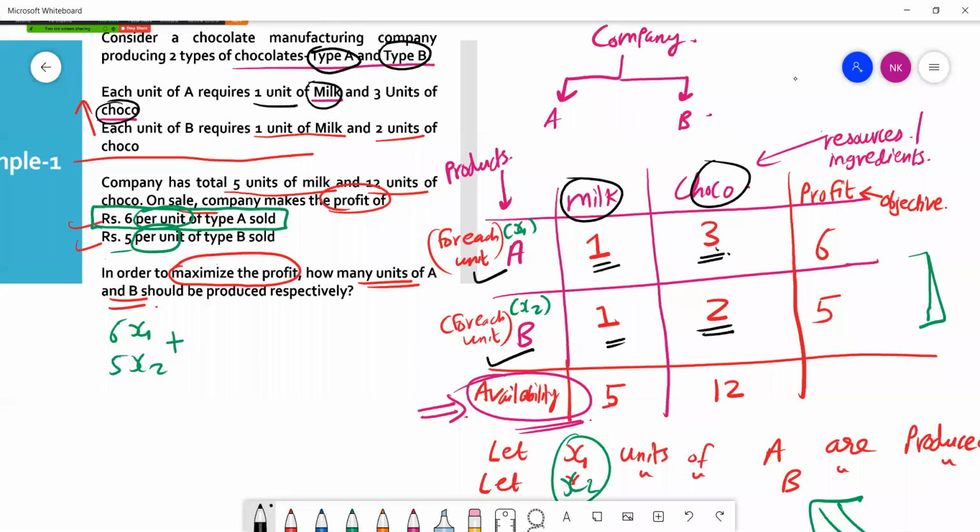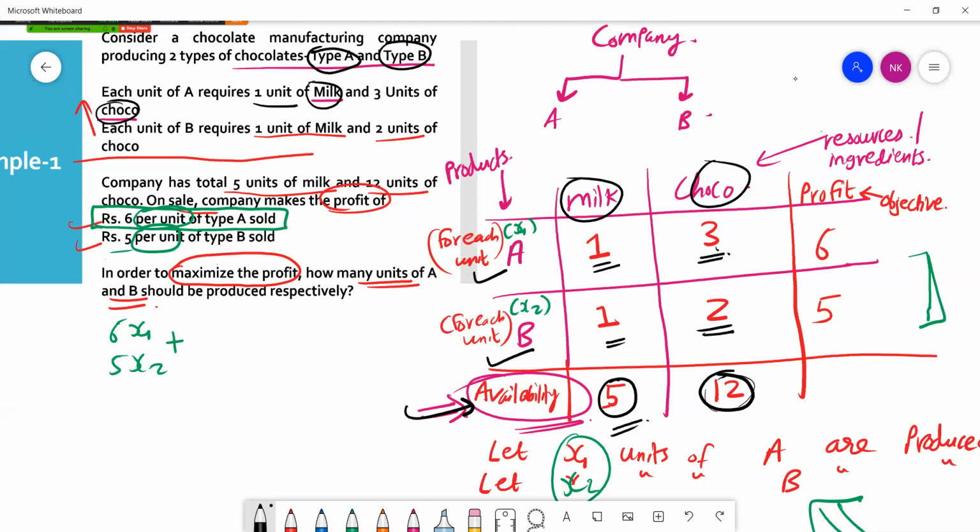It is given that the company has a total of 5 units of milk and 12 units of choco. So this is what the company has, that is, the availability is 5 and 12. Ultimately, whatever units we use should be less than or equal to the availability. That is, our total production should be less than or equal to 5. The same case holds for the choco: the total usage should be less than or equal to the available number of units. So we have taken this particular thing as a constraint.